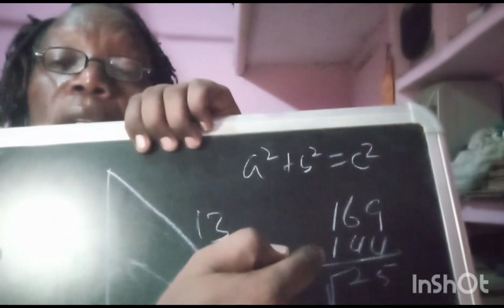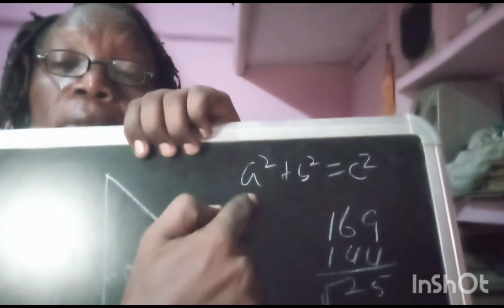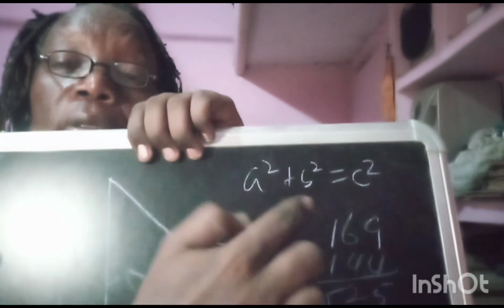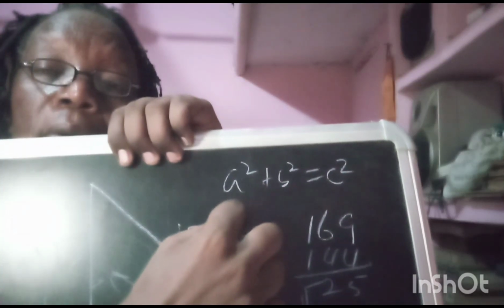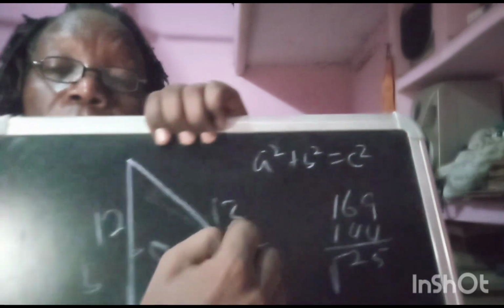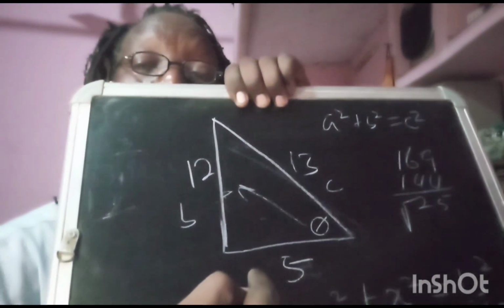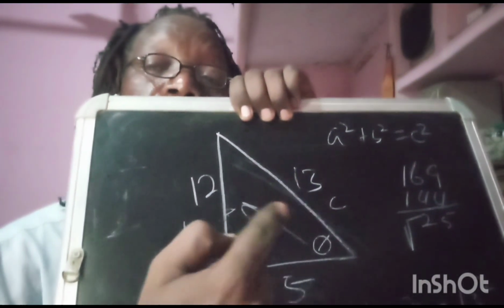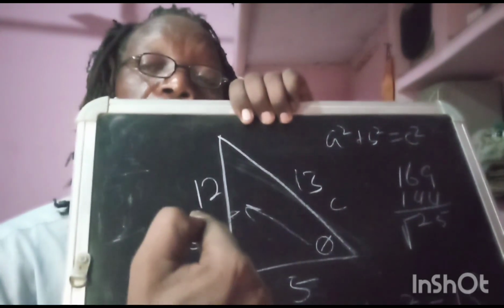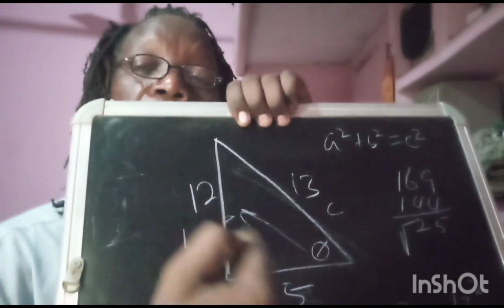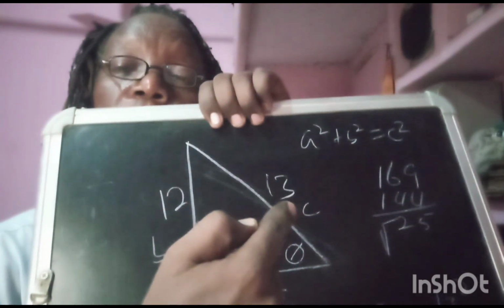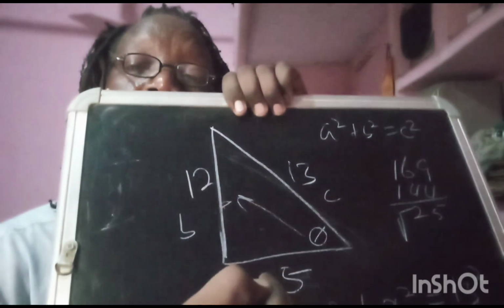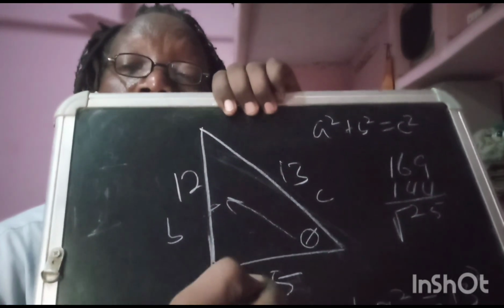So 169 minus 144, which comes from here: 12 squared is 144, 13 squared is 169, and a squared plus b squared means this side squared plus this side squared will give you that side squared. You already know the value here is 12, but you don't know this value, so we square this and subtract this one and then find the square root of this one, and that is 5. That's how we arrived at 5.